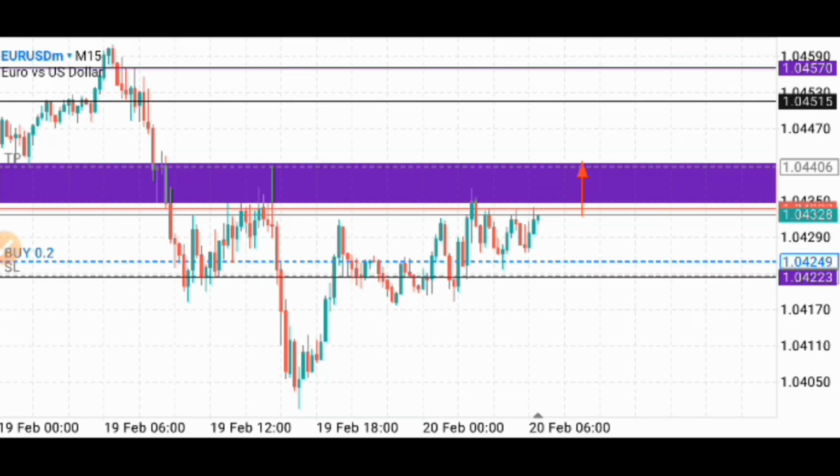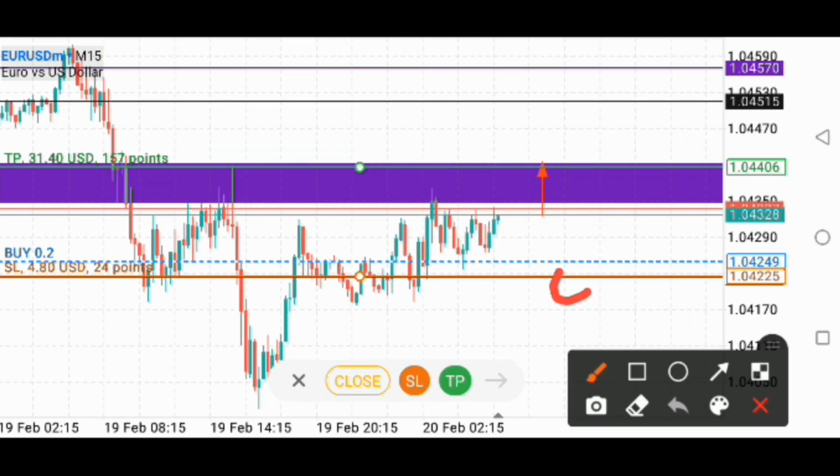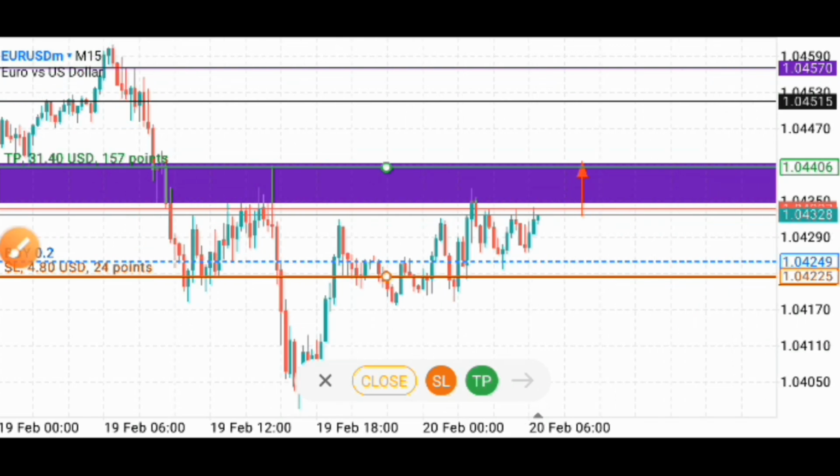On MetaTrader 5 as well, the market is currently here. I entered from here and the market is currently here. So what I want to do here is adjust my SL to my point of entry. That's the same thing I showed you on TradingView. I'll adjust it to the point of entry, or I'll take it above my entry.